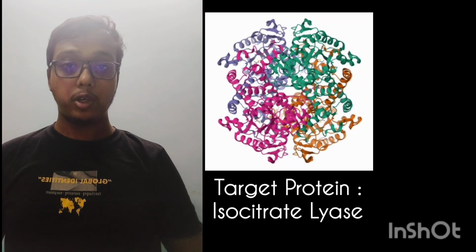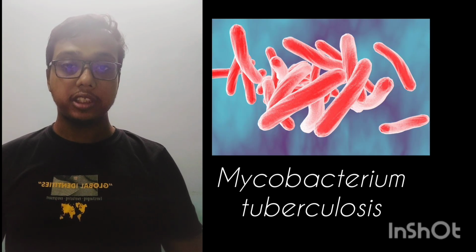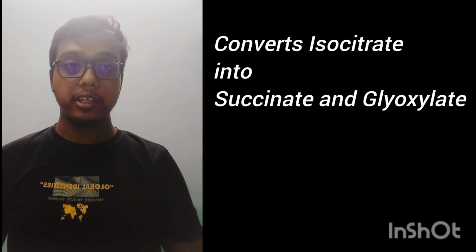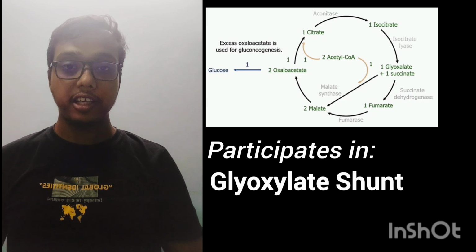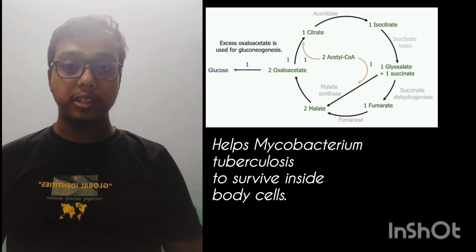The enzyme for our today's topic is isocitrate lyase, which is a lyase classified enzyme produced by Mycobacterium tuberculosis when they are present inside the body cells during latent TB. And this lyase, isocitrate lyase, helps in converting isocitrate into glyoxylate and succinate, and takes part in glyoxylate shunt, which helps the bacteria to survive inside the body cells during latent TB.